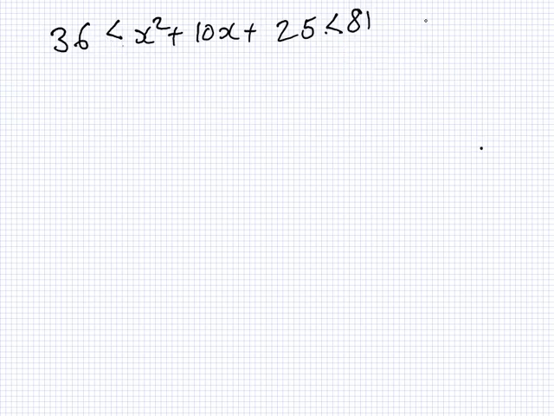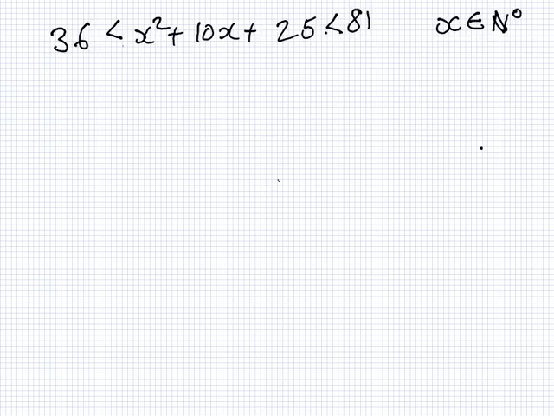C, D, E from each. Right, so give me C. So C: 36 is less than x squared plus 10x plus 25, which is less than 81, where x is an element of the natural numbers. Okay. Let's do this one. This was one from the homework then.